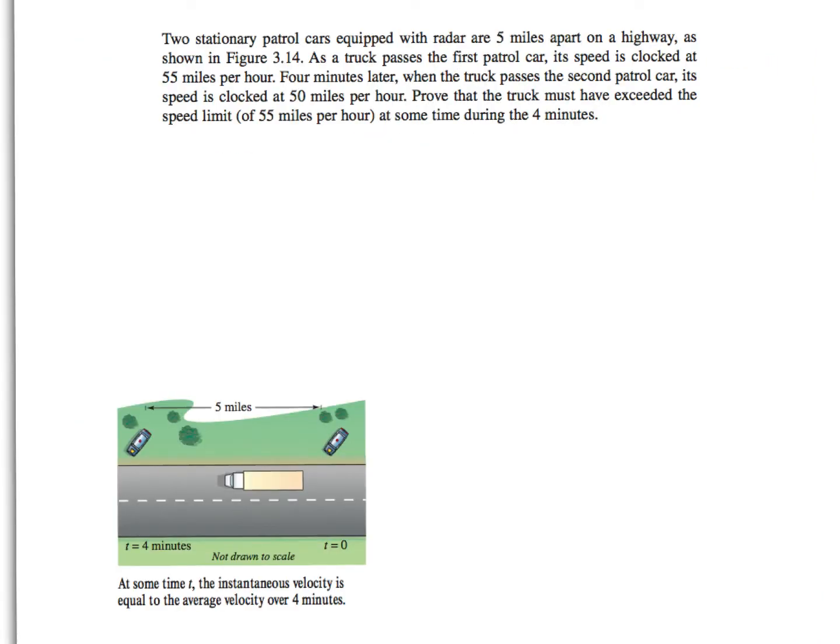Two stationary patrol cars equipped with radar are 5 miles apart on the highway, as shown in Figure 3.14. As a truck passes the first patrol car, its speed is clocked at 55 miles per hour. 4 minutes later, when the truck passes the second patrol car, its speed is clocked at 50 miles per hour. Prove that the truck must have exceeded the speed limit of 55 miles per hour at some time during the 4 minutes. All right. Now, we're going to use mean value theorem.